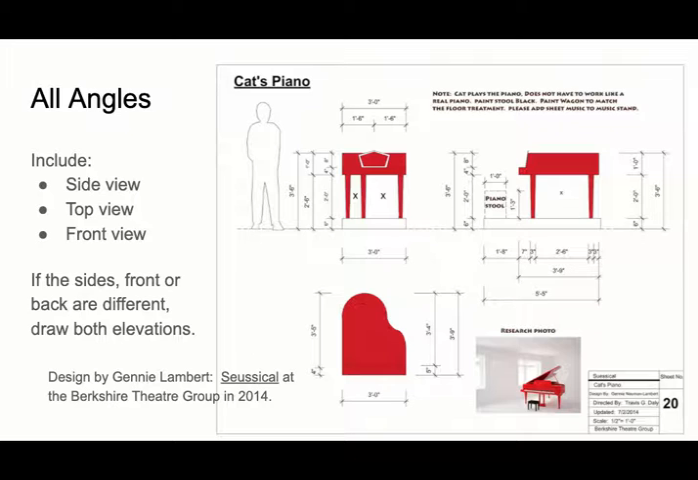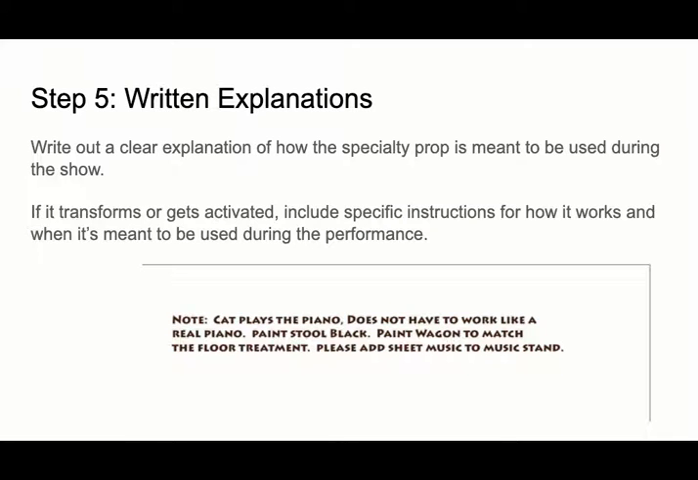All right, so all angles. Here we see another. This is for Scenic by Jeannie Lambert at the Berkshire Theater Group. And you can see all of the specific measurements. We see a front view, we see a side view, we see a top view. We have a photo of a similar object that got pulled from research. And then we have all the information with measurements and some information about how it gets used.